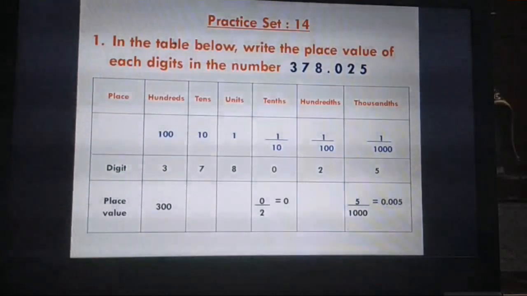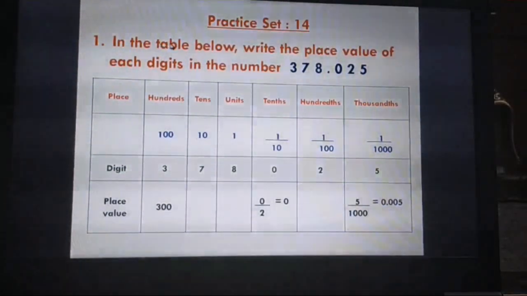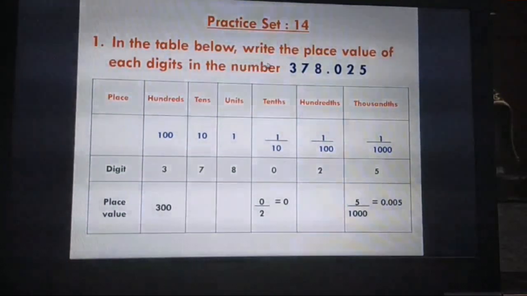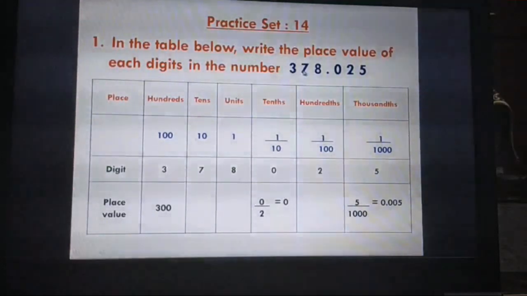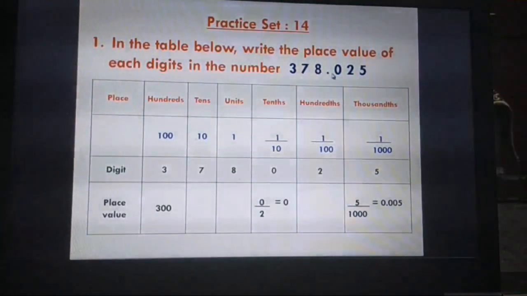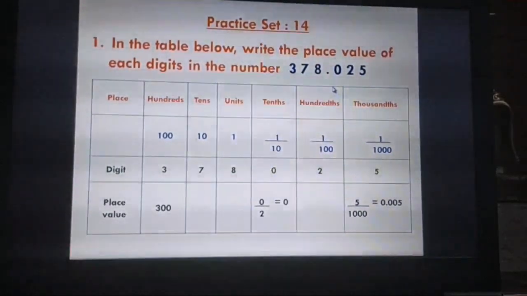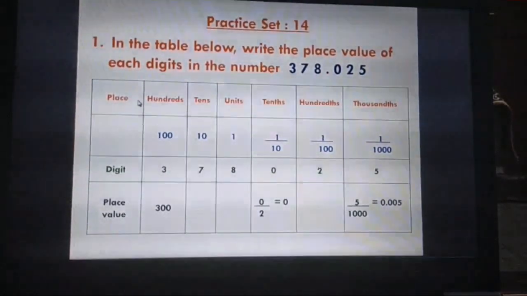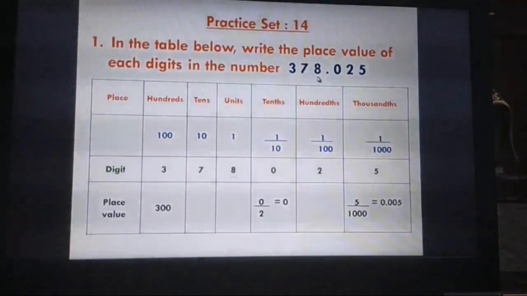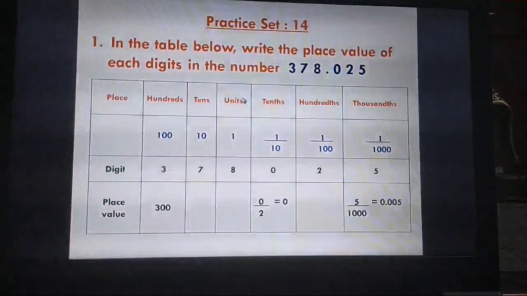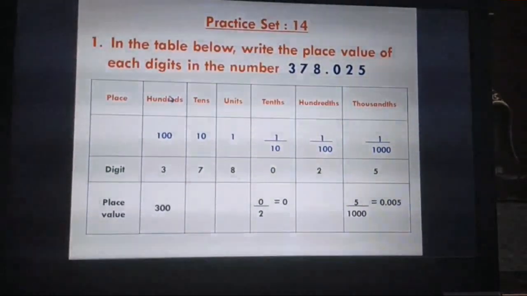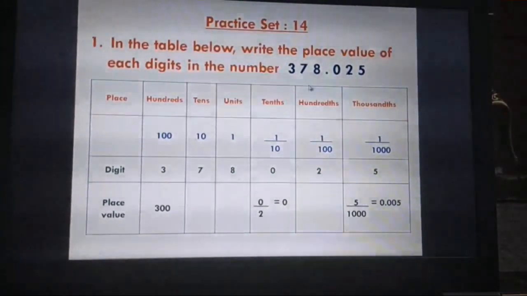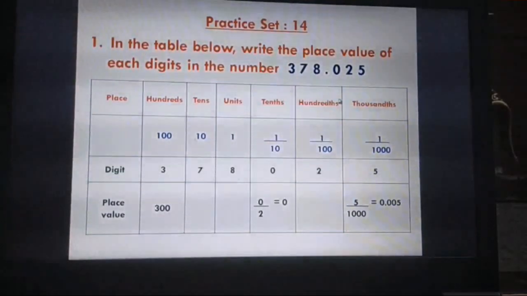Read the question. In the table below, write the place value of each digit in the number. See what digits are given here? 378.025. Clear? So as per these digits, see, in the first row the place names are given. Here 8 is unit, then 10, 100. So look here, we have unit, 10 and 100. And towards the right side of the decimal we have 0, 2, 5. That is what? Tenth, hundredth and thousandth.